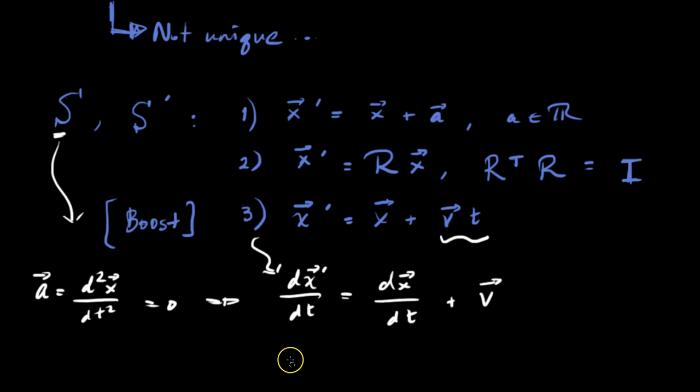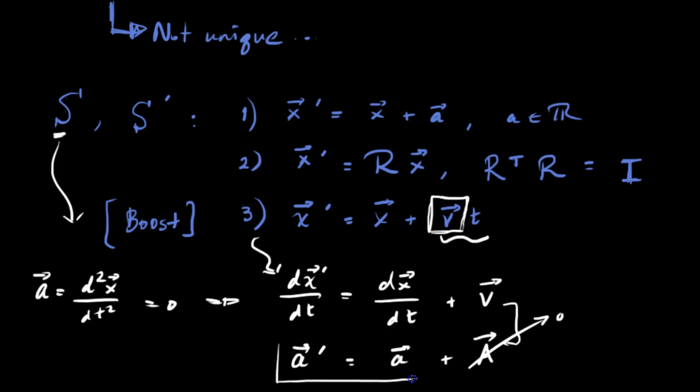So a in the primed frame, because that's the second derivative, is going to be a in the unprimed frame plus, I'll call this capital A, which is our boost acceleration. The thing to notice here is that this is zero, because a boost, by definition, is a constant velocity addition. A boost is constant velocity. This velocity is not changing. So the acceleration in the primed frame is going to be the same as the acceleration in the unprimed frame. And we already know that the acceleration in the unprimed frame is zero. Okay, so that's just a little proof for that.